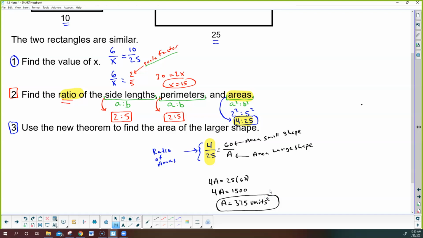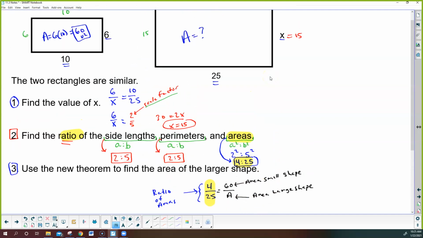Okay. Now I know what you're thinking. Why would I do all that? That seems like a lot of work when I already found the other side length. Well, we're basically giving you an example like this so you can confirm that it works. So is the area of the large shape 375?